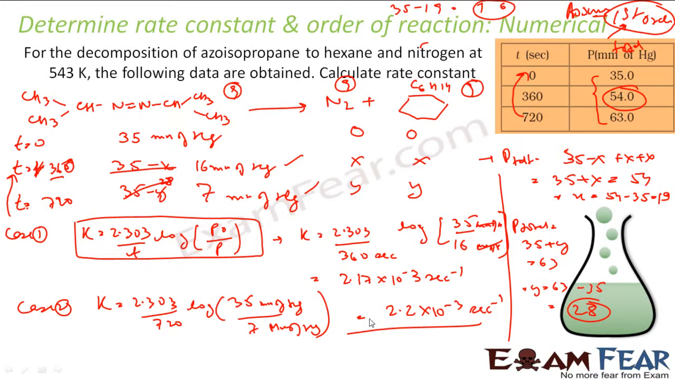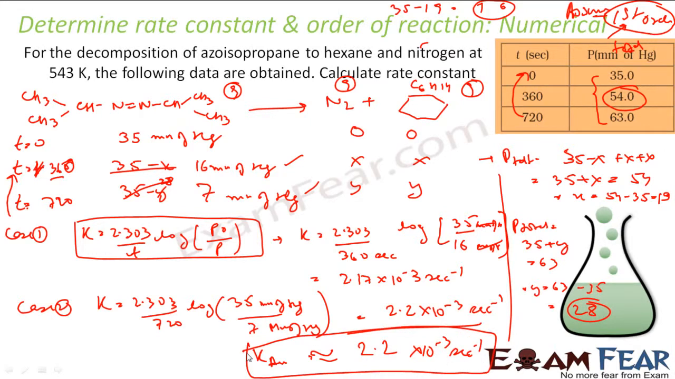I can find the average of K also. Average of K will be nothing but, you do average, you will get almost 2.2 actually. 2.19 or something. Almost 2.2 into 10 to the power minus 3 per second.